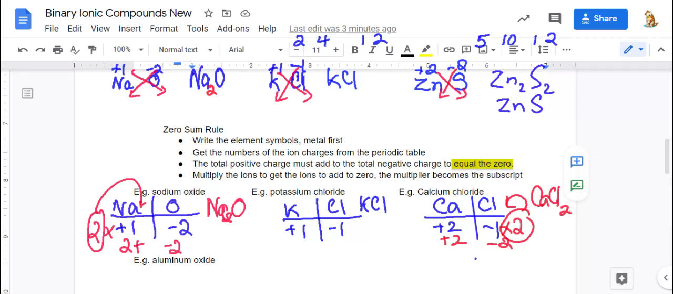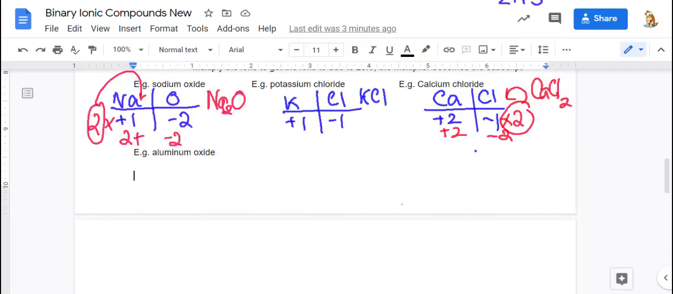Let's do one last one. Okay, aluminum oxide. So we have aluminum and we have oxygen. So aluminum is +3. Oxygen is -2. We can't multiply oxygen by anything to get 3 because the multiplier has to be a whole positive number. But we can multiply both of these to get a number that they both go into. If we multiply them by each other's number, we get 6.